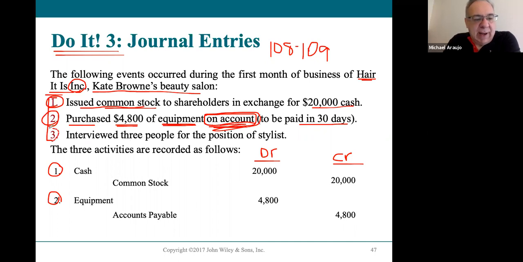And the third thing that happened for Kate Brown's salon is she interviewed people for the stylist position. As you know, it doesn't matter if you interviewed or hired someone that day. You're not cutting a check to anybody. There's no financial effect when you interview or hire. So in this case, there's no entry because it's not a transaction. It's not a transaction. Okay.